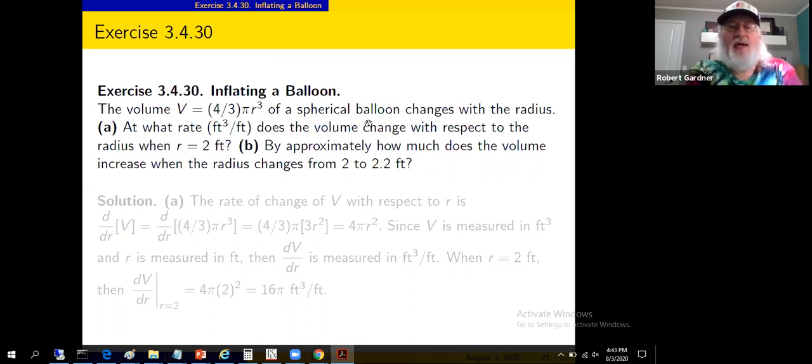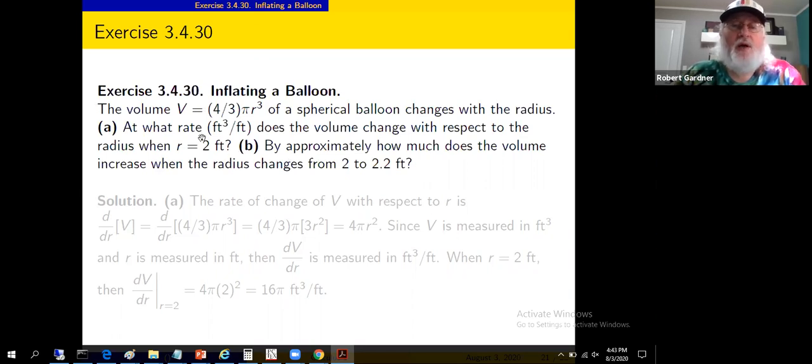Rate of change, that's a derivative question. Rate of change of volume with respect to radius. That'd be a dV dr question. Derivative of the volume with respect to radius, when the radius is 2 feet. And then they ask us about an approximate change again. And we'll work this one similar to the previous one. The question specifically being, by approximately how much does the volume increase when the radius changes from 2 feet to 2.2 feet? So the radius changes by 0.2 feet there. More of that in a second.